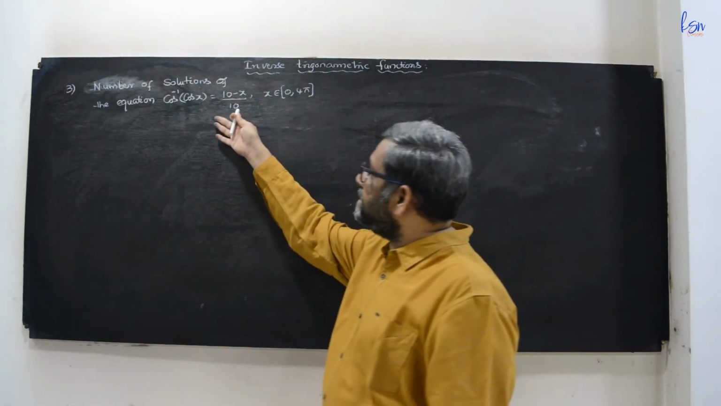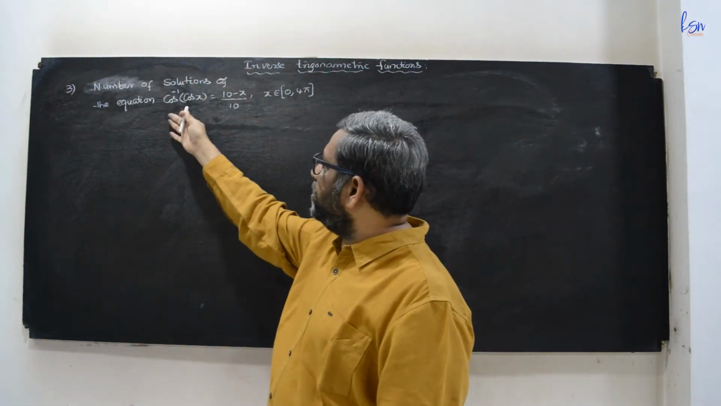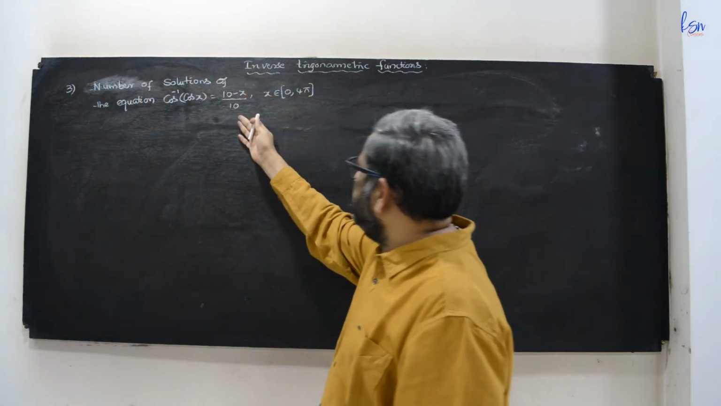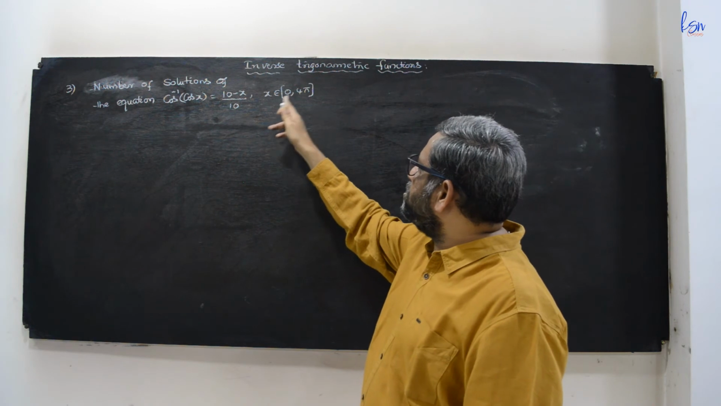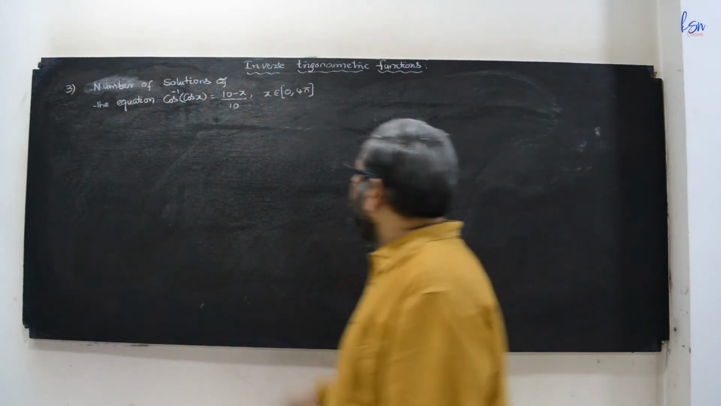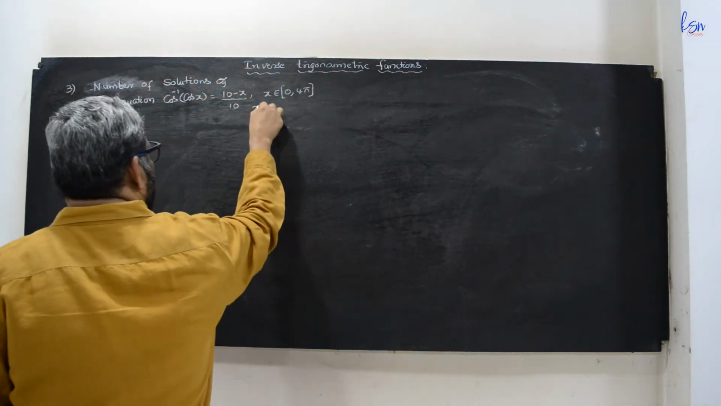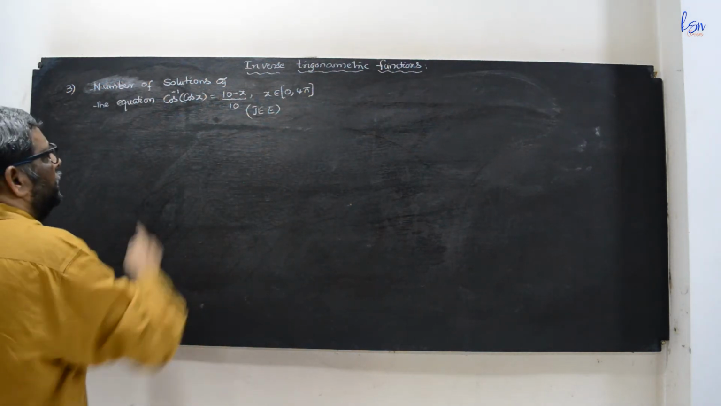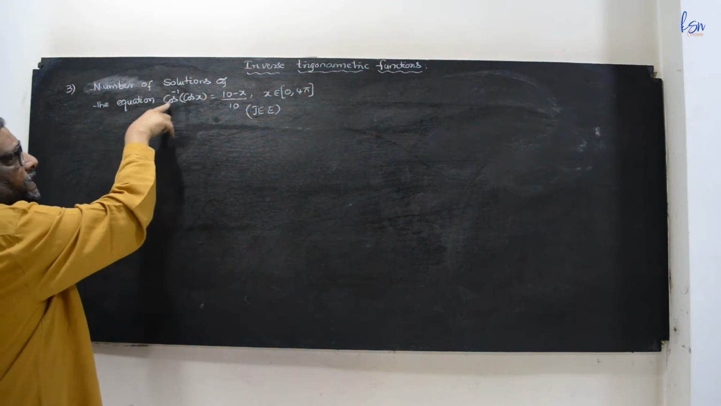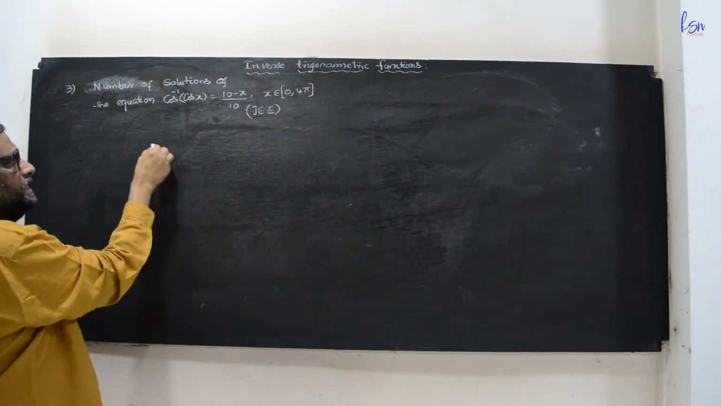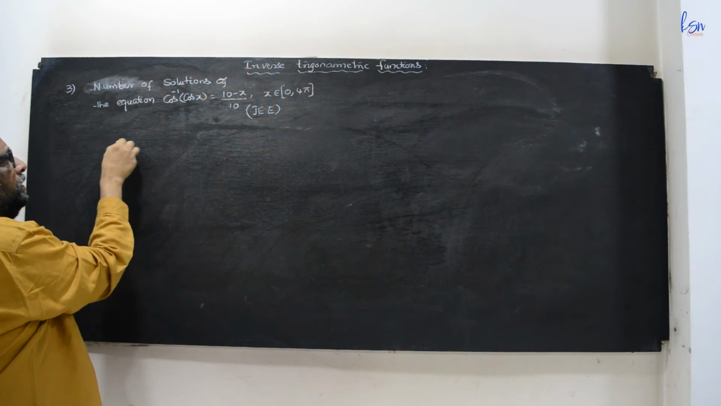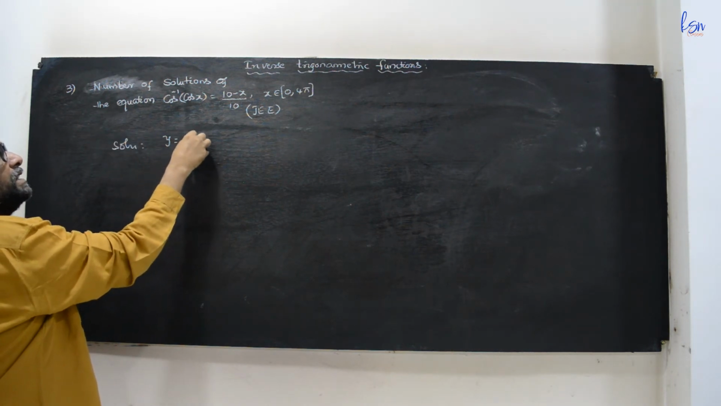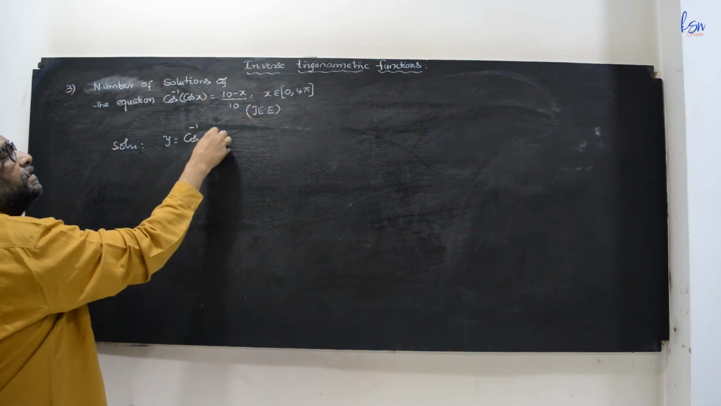The third question is number of solutions of the equation cos inverse cos x is equal to 10 minus x by 10, x belongs to 0 comma 4 pi. This is a question given in the JEE. Now here, first of all, let us draw the graph of cos inverse cos x. Let us consider y equal to cos inverse of cos x.